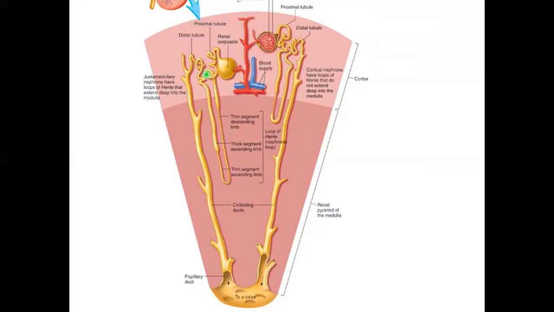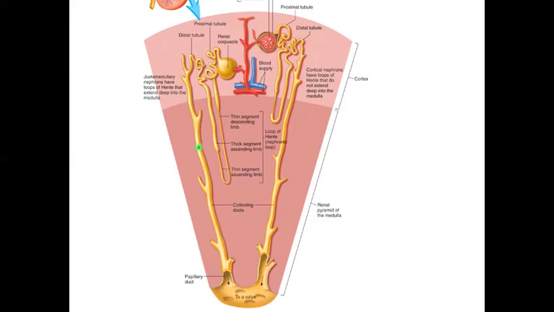juxtamedullary nephron, the loop of Henle goes really deep into the medulla. And so when you see a loop going really deep into the medulla, that is going to tell you that you're going to pull out a lot more water. Okay, so for example, kangaroo rats, like desert rats, and camels have really long loops of Henle, and they excrete very minimal urine because they need to pull in that water and hold on to it.